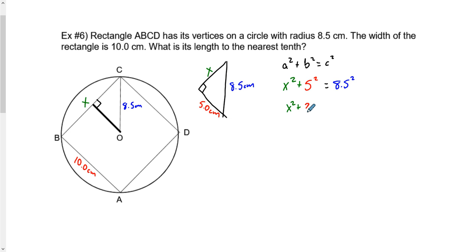So 5 squared is nice and easy to do. It's 25. 8.5 squared is 72.25. So I'm going to have to subtract the 25. So x squared, if I subtract that 25 off, I get 47.25. And take the square root.